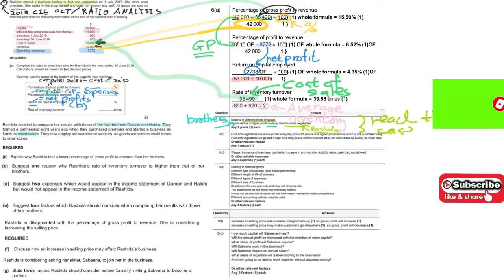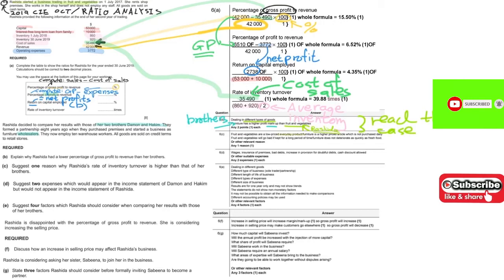As you can see, we have to refer back to this one to grab the answer. So let's move on to part C. For part C, we have to suggest the reason why the inventory turnover rate will be higher. Of course, we have to talk about the nature of the fruit and vegetables. So let's highlight, they are everyday products.